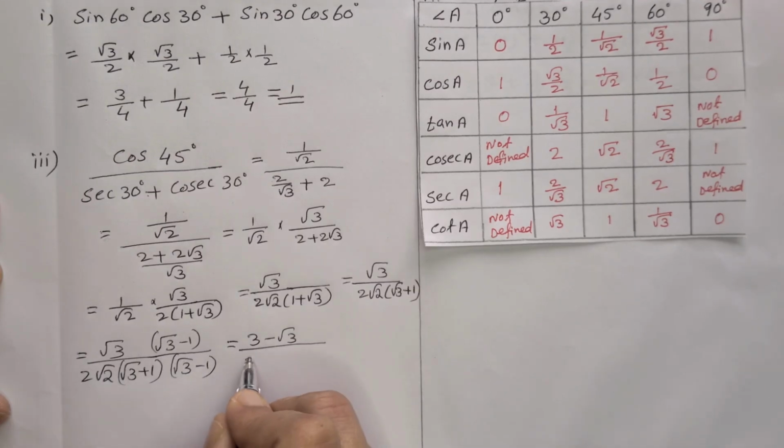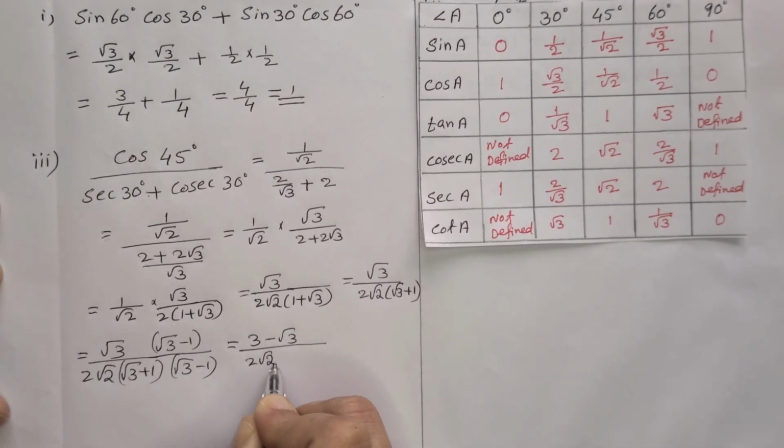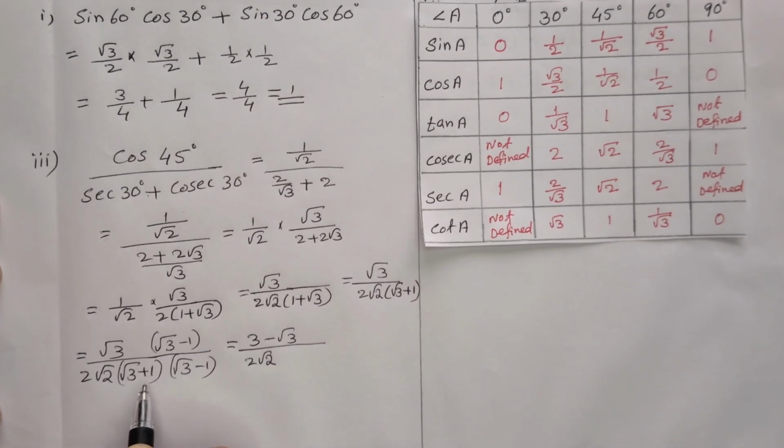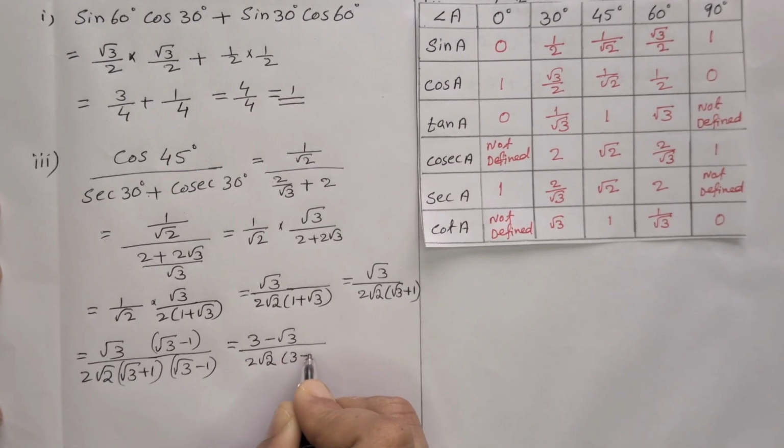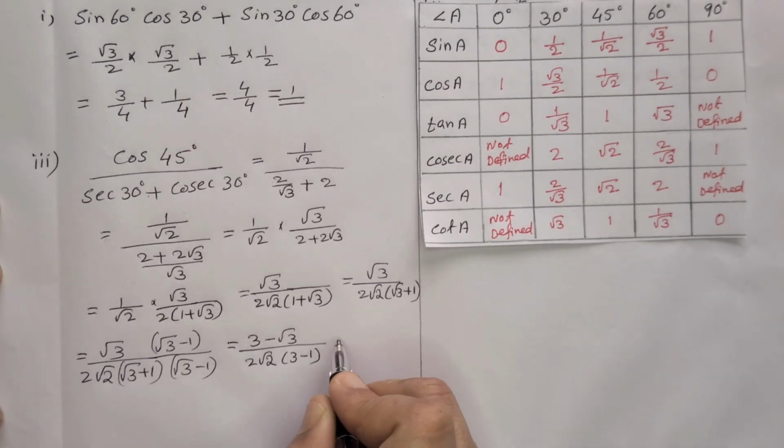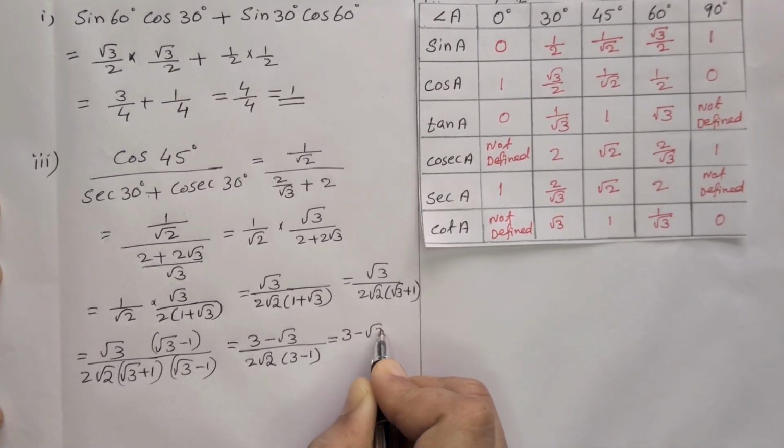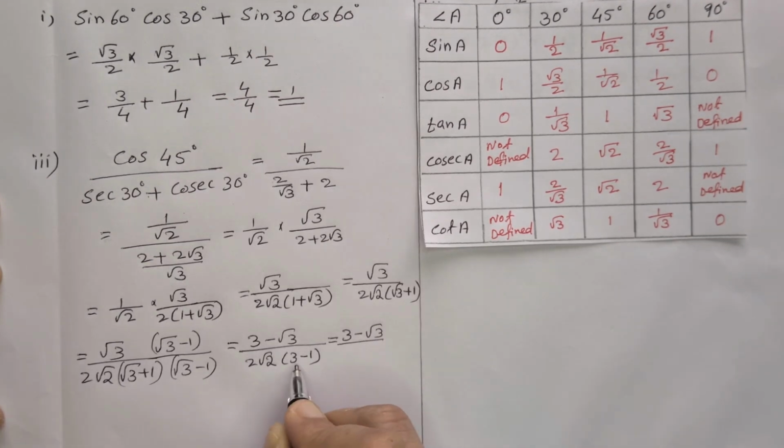In the denominator, this 2 root 2 is there. Then this is of the form a plus b into a minus b, so a square minus b square. That means root 3 square minus 1 square. Root 3 square is 3, 3 minus 1, 2. Then which is equal to 3 minus root 3 divided by 2 into 2, 4 root 2.